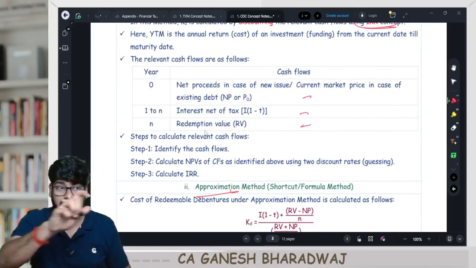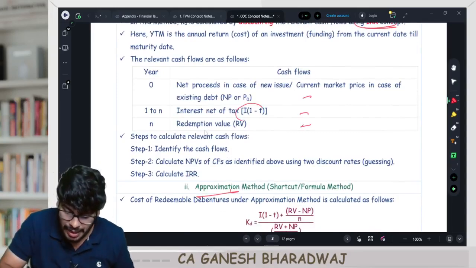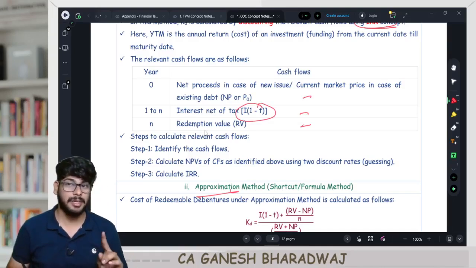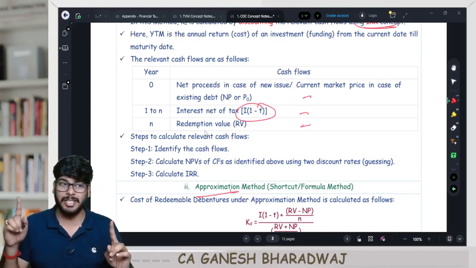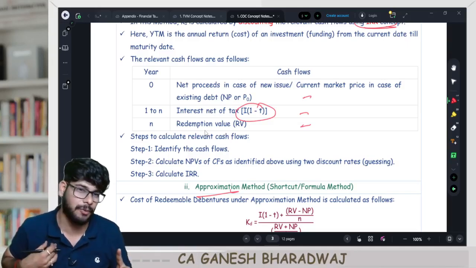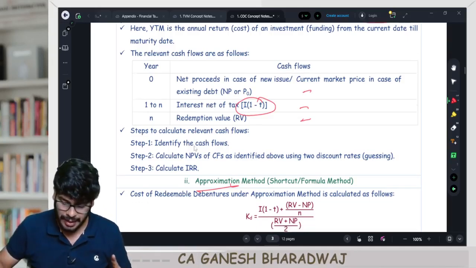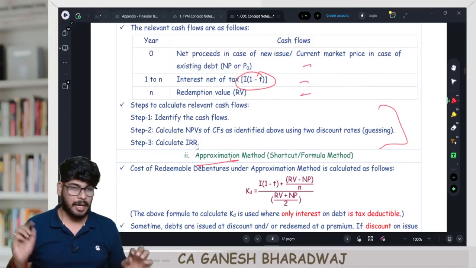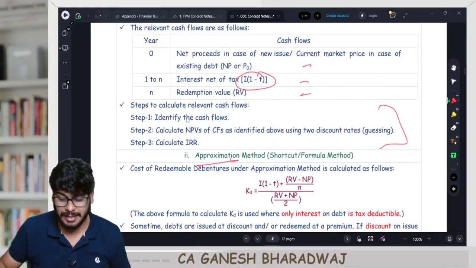But remember, every year's cash flow, what you need to consider? I into 1 minus T. Get with this, because it's not just interest, it is interest adjusted for tax rate, because that's my net cash outflow. Are you able to understand this? Right? And then I've just given you this. Clear, guys? Clear?